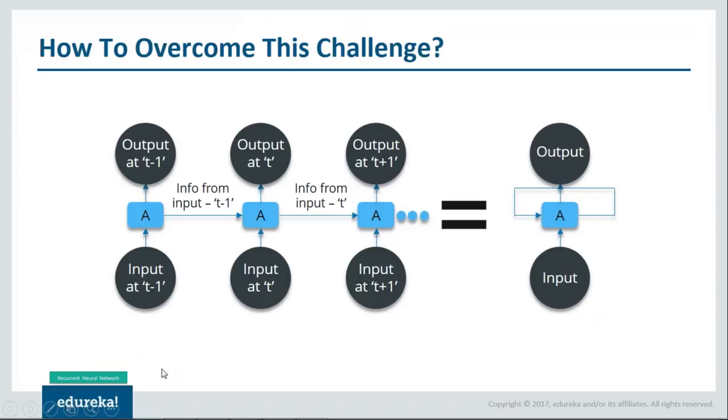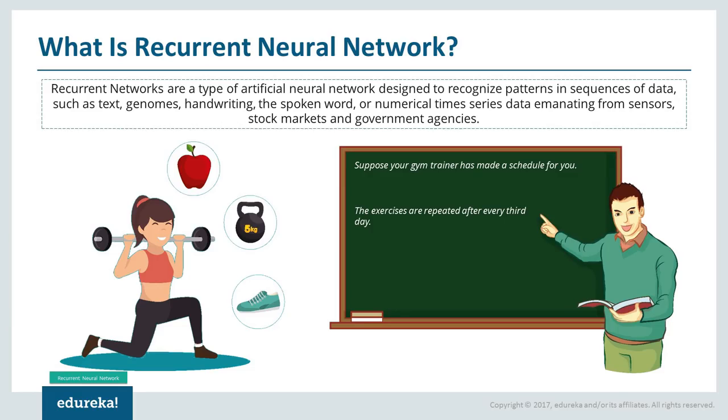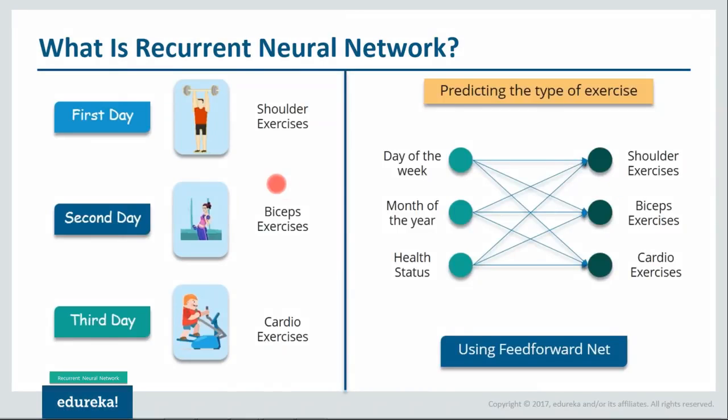Now let us understand what exactly recurrent neural networks are. For understanding recurrent neural networks, I'll take an analogy. Suppose your gym trainer has made a schedule for you. The exercises are repeated after every third day. Now this is the order of your exercises. First day you'll be doing shoulders, second day you'll be doing biceps, third day you'll be doing cardio. And all these exercises are repeated in a proper order.